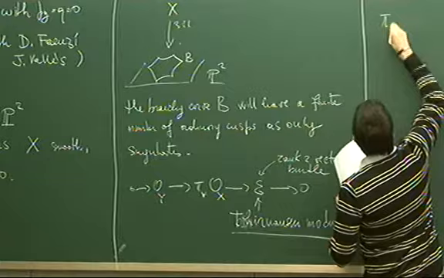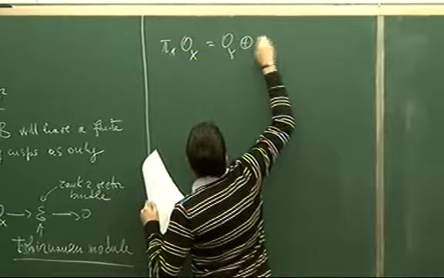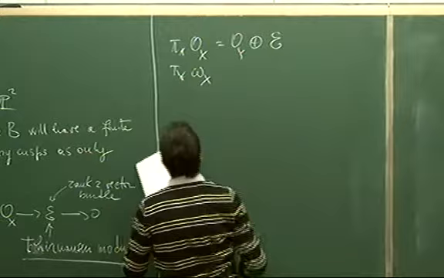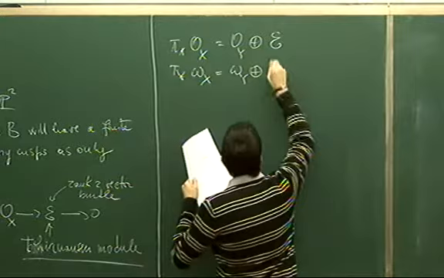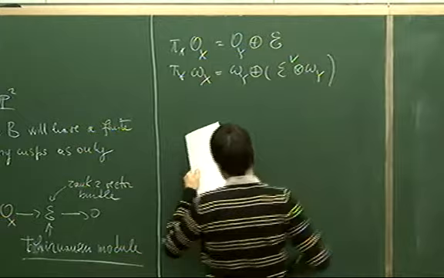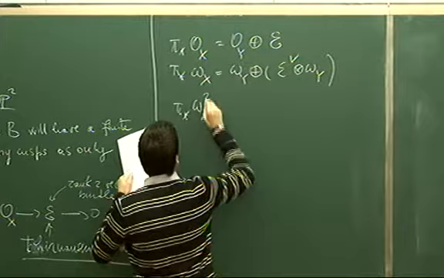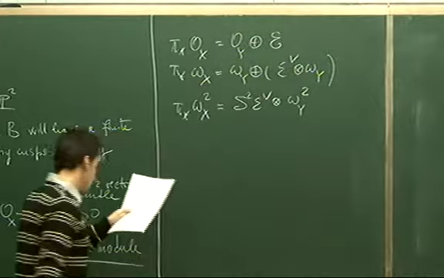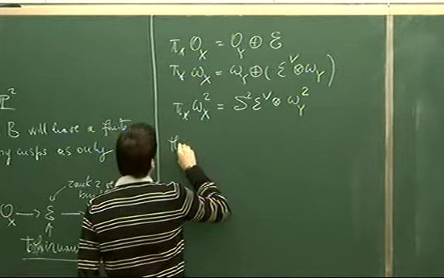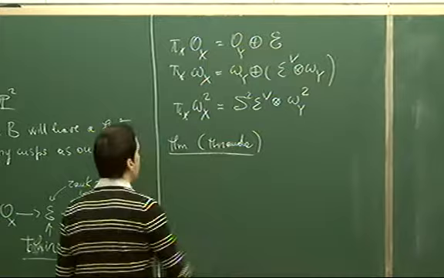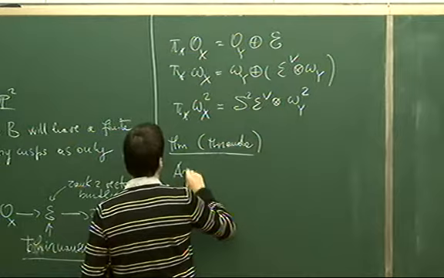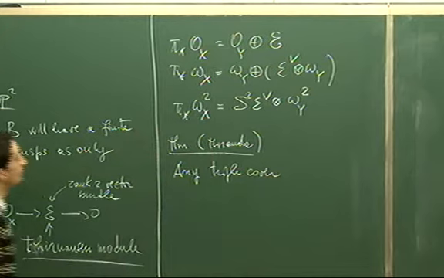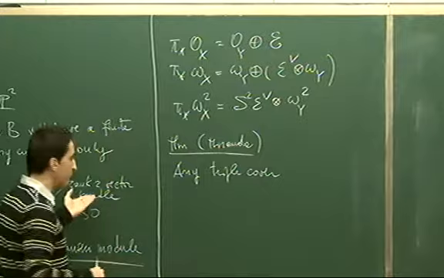So we have this. Moreover, the push forward of omega_X is just omega_Y plus E dual, and the push forward of omega_X squared is the symmetric product S2 of E dual tensor omega_Y squared. From this, the theorem of Miranda says essentially that this E determines the triple cover. E is a rank 2 bundle, and S2 of E is rank 3.